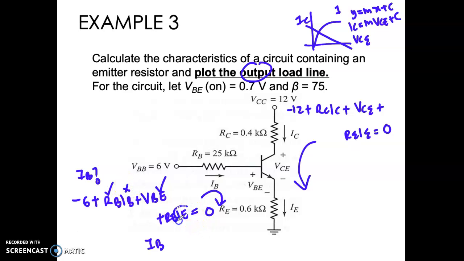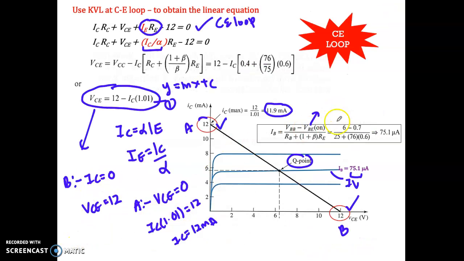How can you relate IE to IB? So what is the equation? IE equals IB plus IC, right? But you know your IC is actually beta IB, so IE is IB plus beta IB, that is 1 plus beta times IB. So just replace this into here, where you can get this equation, and then you can calculate your IB.